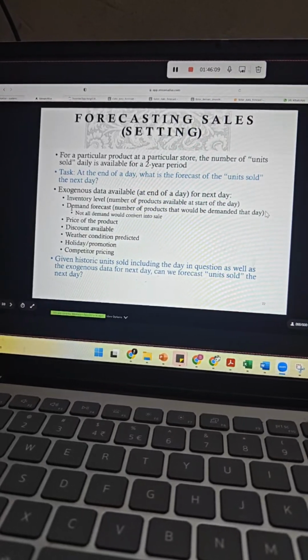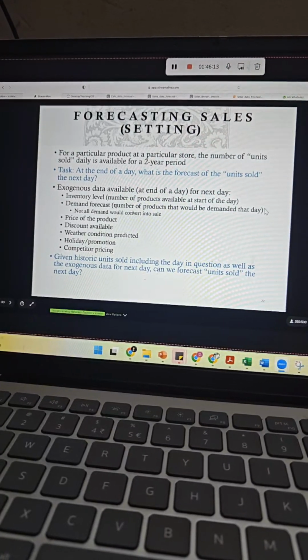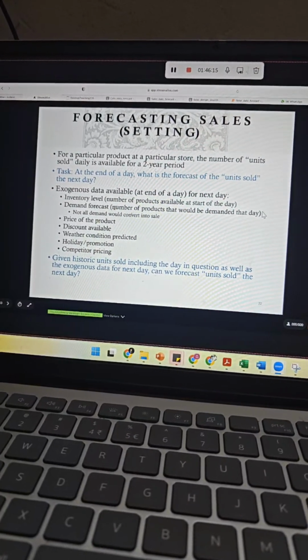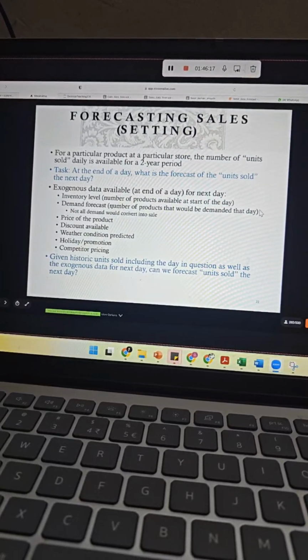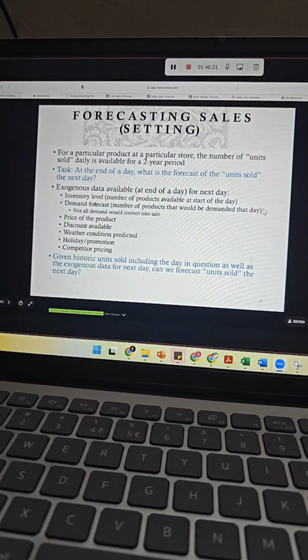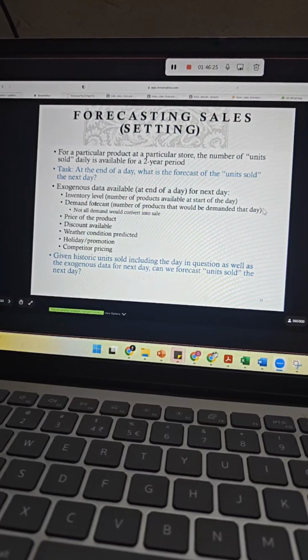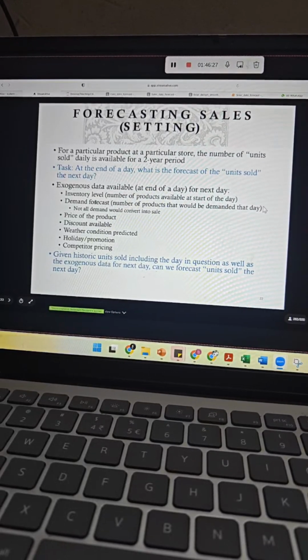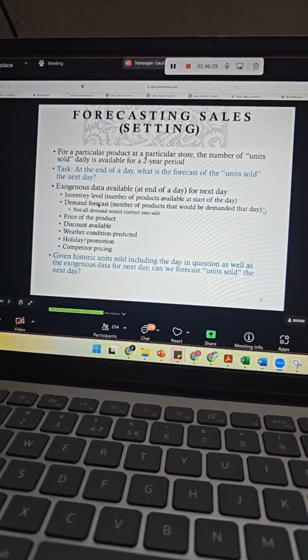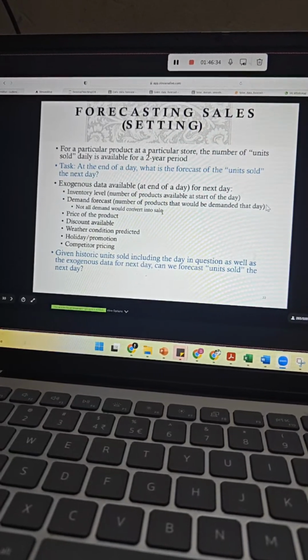The demand forecast. So that means now, I want to differentiate between demand and sales. Just because there is a demand, and by the way, this is a forecast. So somebody in the company has run some model and has forecasted how much demand you're going to have tomorrow. Now, it is not necessary that every demand will convert into a sale.